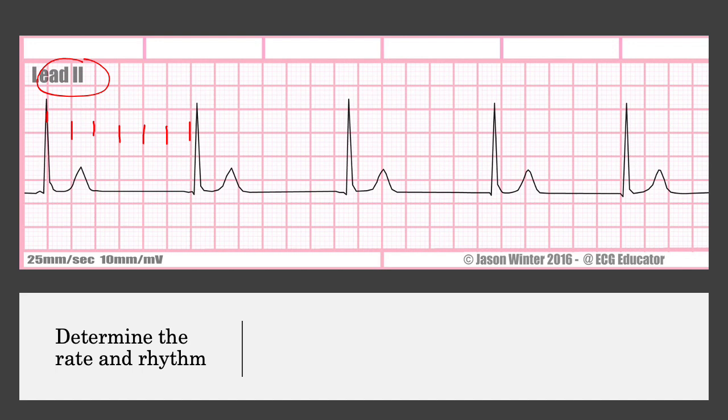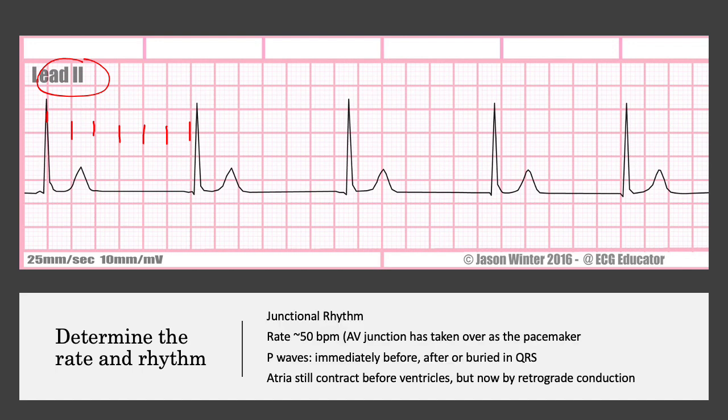And so if I've got a narrow QRS complex, regular rhythm, bradycardic, but no discrete P waves, then I likely have a junctional rhythm, meaning that it is being generated around the AV nodal junction. In a junctional rhythm, P waves could in fact be there. They might be immediately before, so you have a very shortened PR interval. They could be after, so it could be a retrograde P wave, or it could very well be buried in the QRS. The atria do still contract with a junctional rhythm, and they do still contract before the ventricles, but now it's by retrograde conduction.